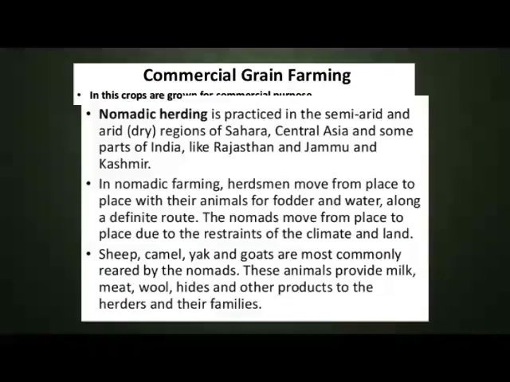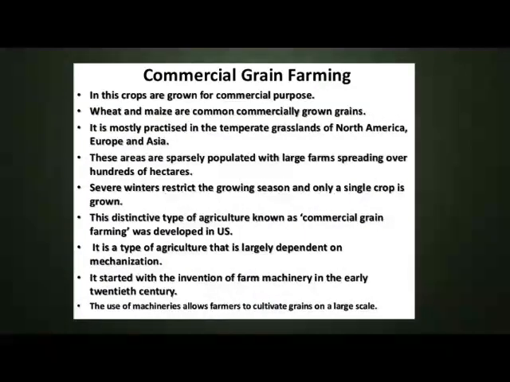Commercial grain farming. In this, crops are grown for commercial purposes. Wheat and maize are common commercially grown grains. It is mostly practiced in the temperate grasslands of North America, Europe and Asia. These areas are sparsely populated with large farms spreading over hundreds of hectares. Severe winters restrict the growing season and only a single crop is grown.